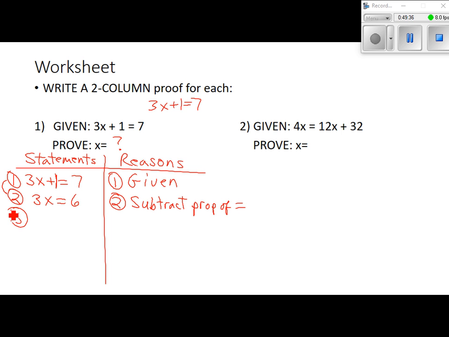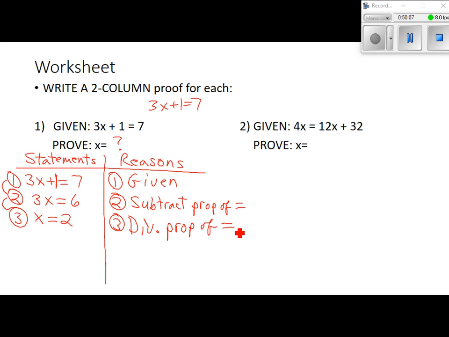What's the next thing that we do? Divide by 3, and you end up with x equals what? 2. Make sure you divide. What did we use to go from step 2 to step 3? The division property of equality. What's our next step?